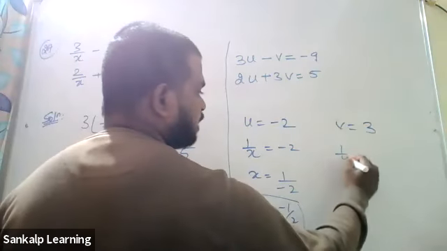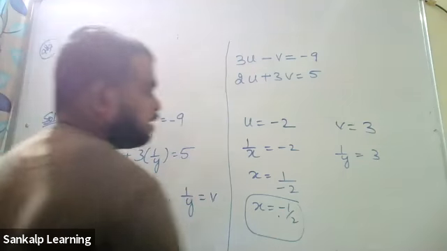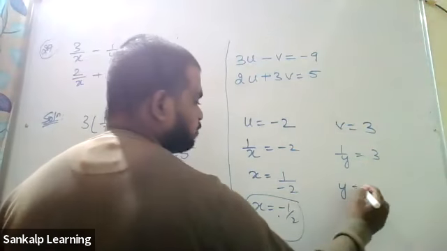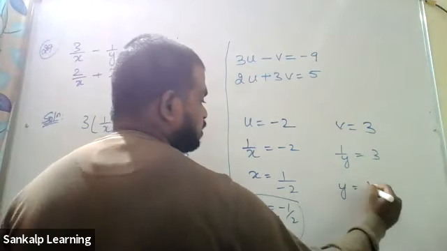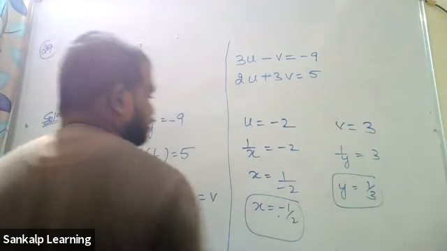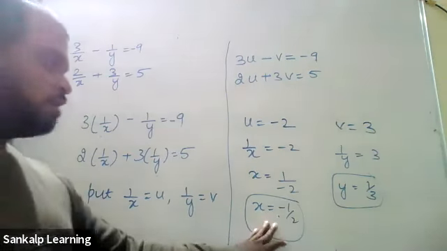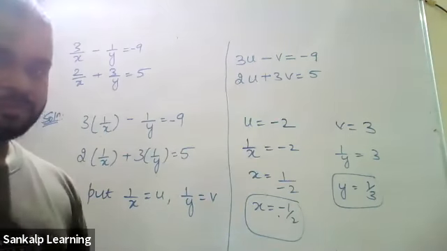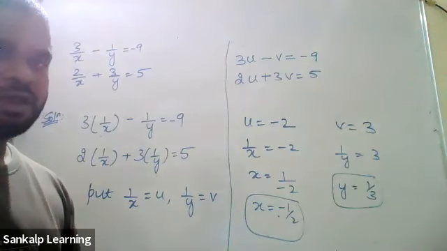So v is nothing but 1 by y. 1 by y is equal to 3. If we invert 1 by y we get y, so we invert 3 as well, which is 1 by 3. Therefore, x is minus 1 by 2, y is 1 by 3. Is that clear for everyone?